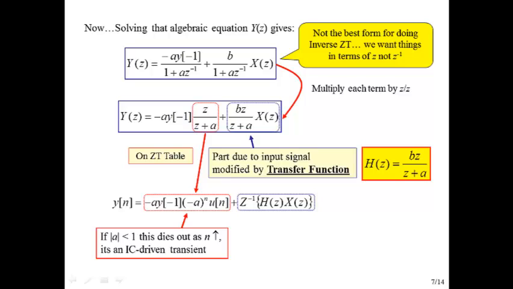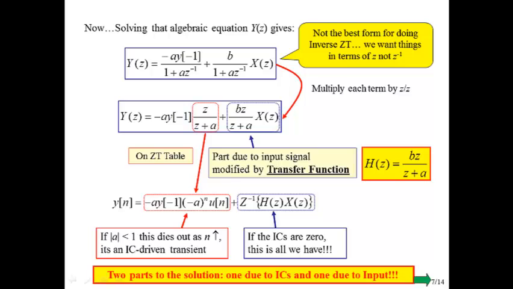A transient part, assuming that the system is stable, a transient part that dies out and is completely driven by the initial condition, and then another part that we would get if we had solved the system assuming that the initial conditions were zero. And that's what we've been doing. So we already know how to handle this part.